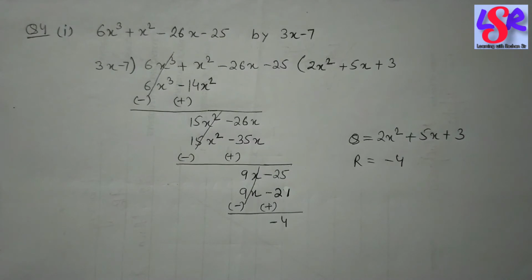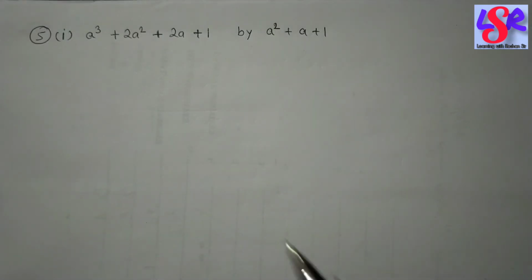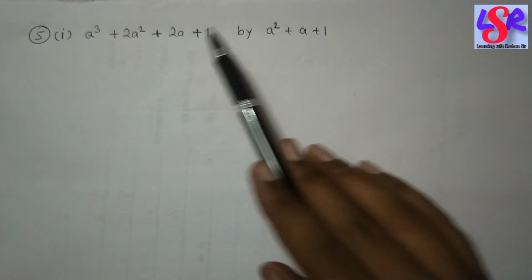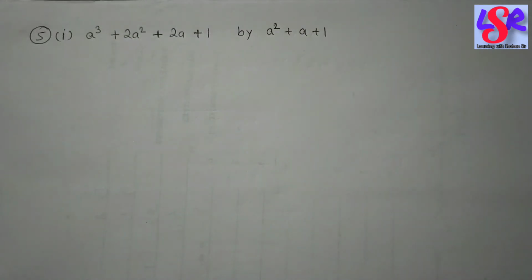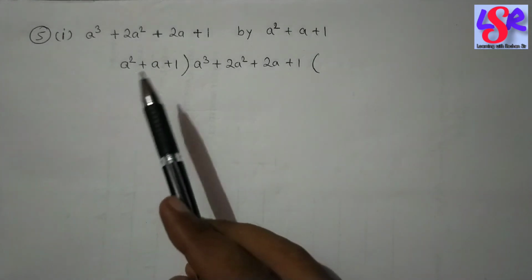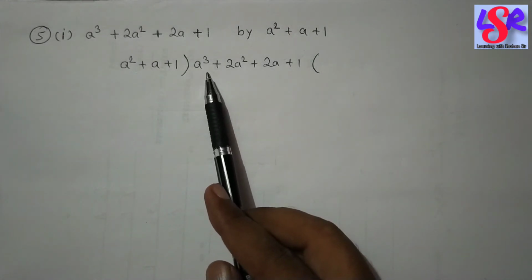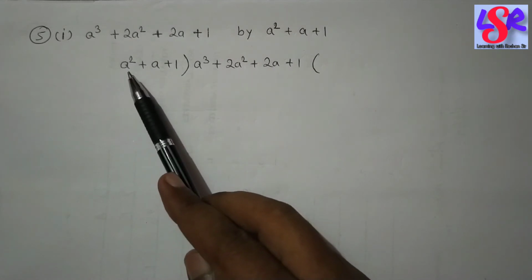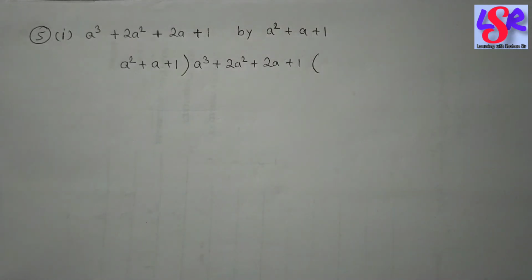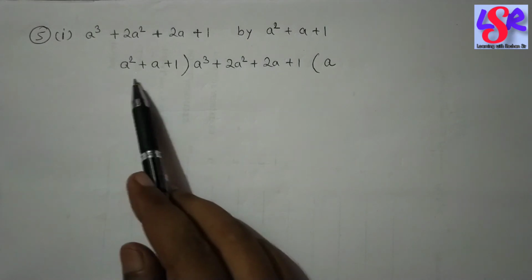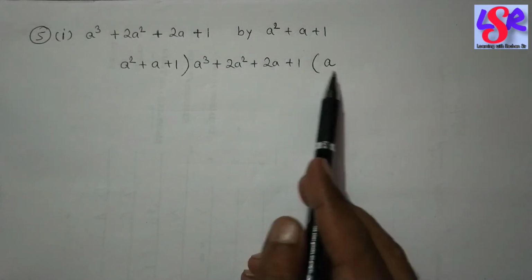Now here in question number 5 we are having a division of a polynomial by a trinomial. So first of all we are going to write this one as this. Then we'll see what we multiply in a square to get a cube, and we get a. On multiplying a to the a square we get a cube. Now we are going to multiply each and every term, that is 3 terms, with a and write over here.